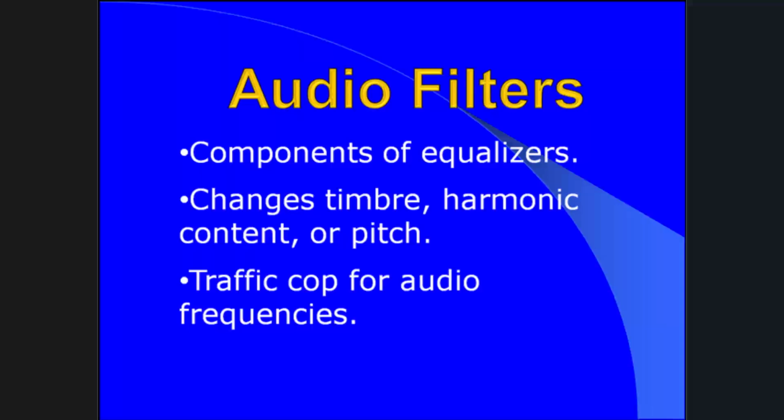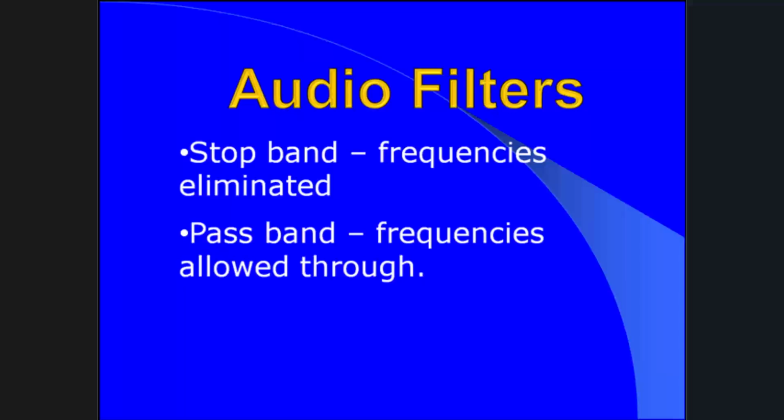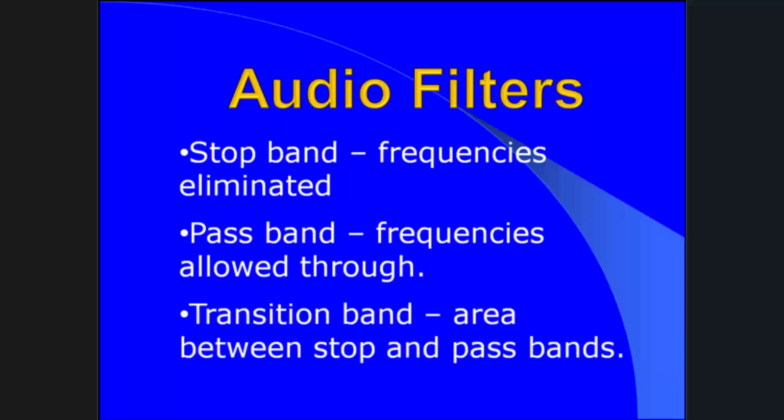There are two categories then of audio filters: stop band filters, where frequencies are eliminated, and pass band filters, where frequencies are allowed to go through. Those are the only two kinds of filters in a perfect audio world. However, we know that things aren't always perfect. So between the stop band and the pass band, there is always this transition band, the area between the stop and the pass bands, where the audio doesn't quite get passed and isn't quite stopped.